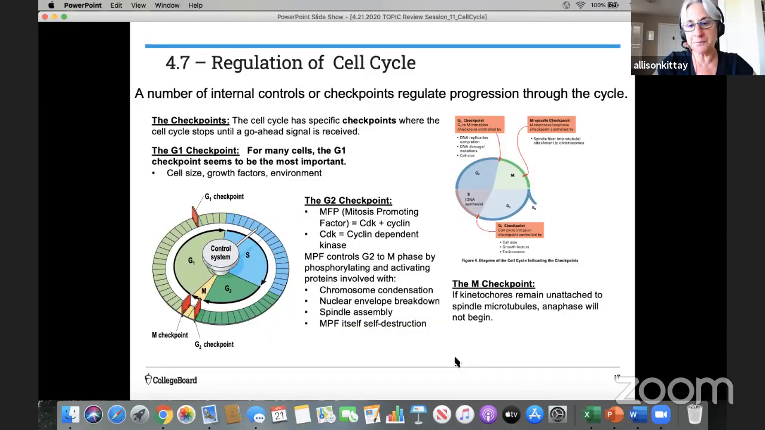And then finally, there's a checkpoint called the M checkpoint that happens in mitosis. It happens between metaphase and anaphase. So I want you to think about what happens between metaphase and anaphase, right? In metaphase, the chromosomes line up and the kinetochore spindle fibers attach to them. Okay, so if those fibers do not attach to the chromosomes, anaphase won't begin because there's no way to move those chromosomes. So the M checkpoint is to make sure everybody's attached.